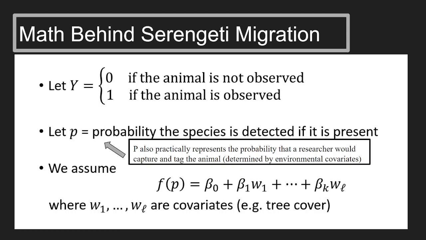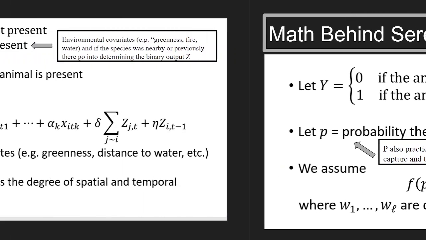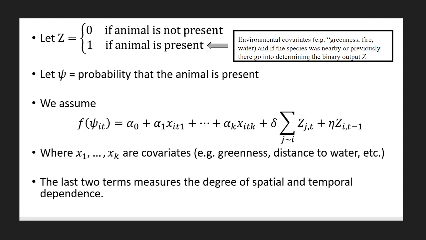Some math behind Serengeti migration. First, let y represent the binary input, 0 if the animal is not present, 1 if it is present. We can then use this with different environmental covariates to find p, the probability that the animal is going to be in a certain location. Here's another similar equation, but psi is the probability and z is the binary inputs, but the same environmental covariates such as greenness, distance from water, if there was a recent fire, etc. This is an imperfect process because occupancy models are not perfect.